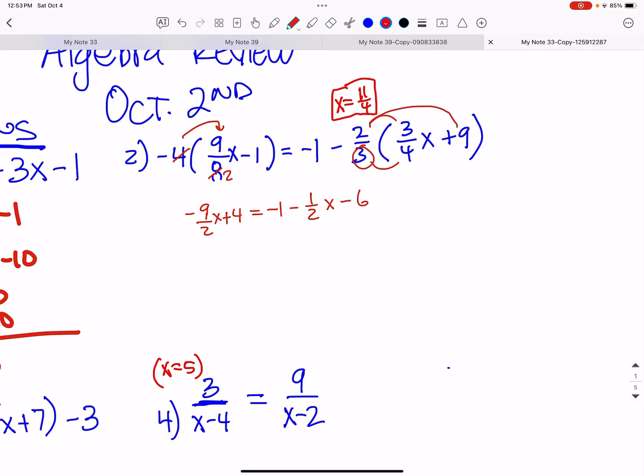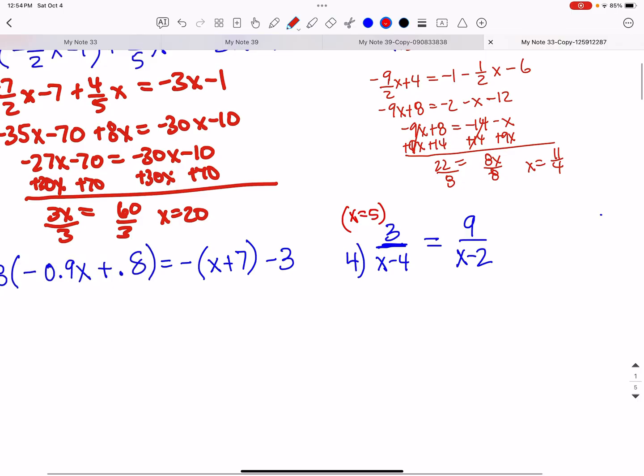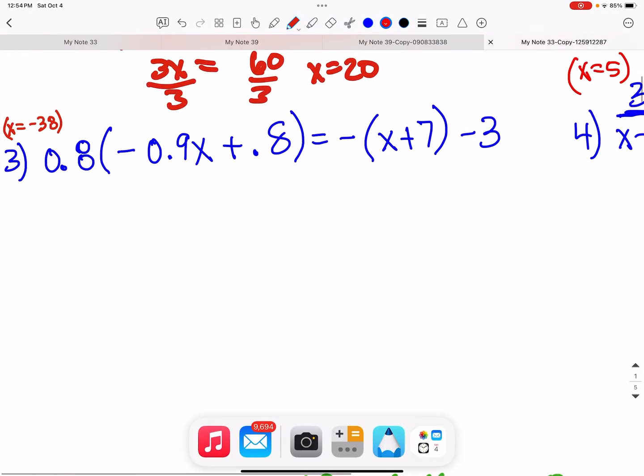Okay. Let's multiply everything by 2, so negative 9x plus 8 equals negative 2 minus x minus 12. Negative 9x plus 8 equals negative 14 minus x. Let's add 14 and add 9x to both sides. And we got 22 equals 8x, divided by 8. X equals 11/4. Okay.